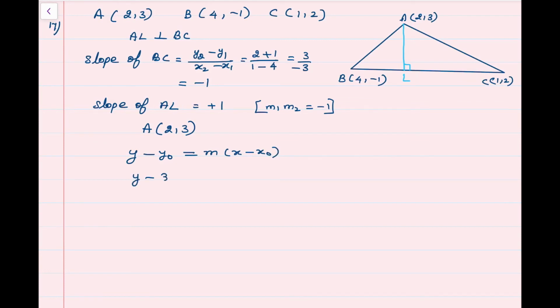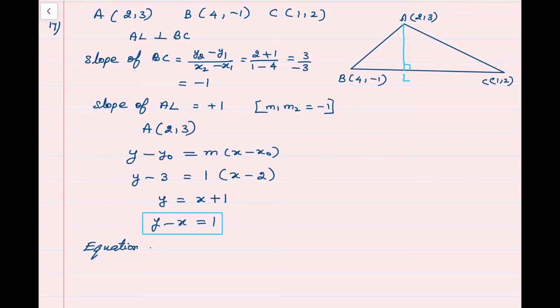We will use point slope form to find the equation of AL. Y minus 3 is equal to slope of AL is 1, times x minus 2. So y is equal to x plus 1, or y minus x is equal to 1. This is the equation of AL. Now we will find the equation of BC. Y minus y0 equal to m into x minus x0. Y minus, I will use B point, minus of minus 1 is plus 1. Slope of BC is minus 1, we have already calculated.